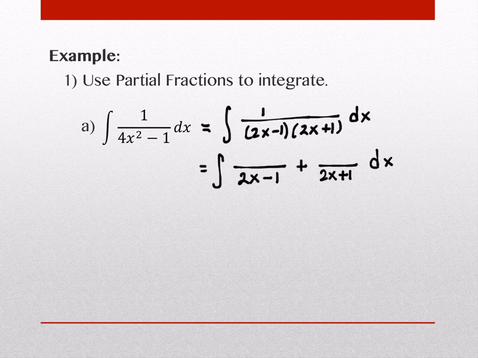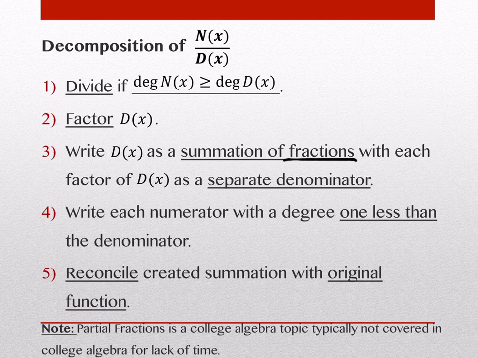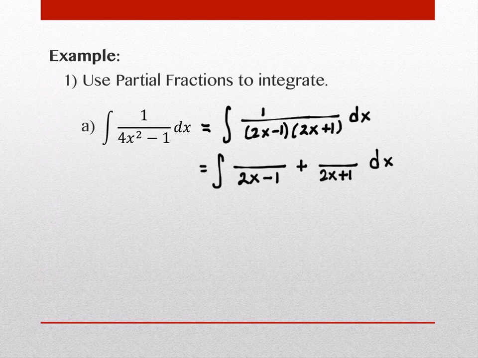So here's what we do. Step 3 is to write d of x as a summation of fractions. Summation means addition, right? With each factor of d of x as a separate denominator. We've done step 3 now, so we're on to step 4. Step 4 says write each numerator with a degree 1 less than the degree of the denominator. So what is the degree of each of these denominators? 1. What's 1 less than 1? 0. That's the easiest question of the day today, right?